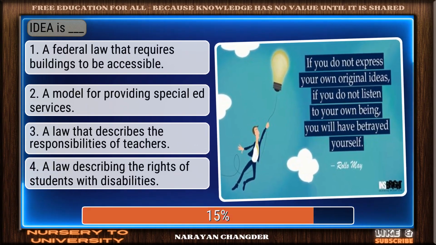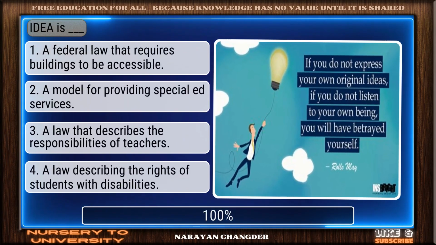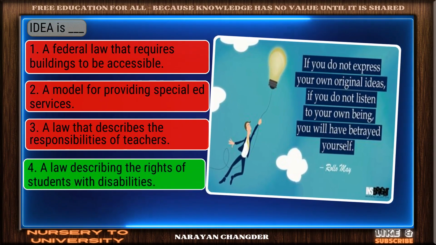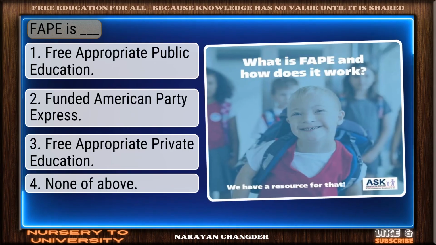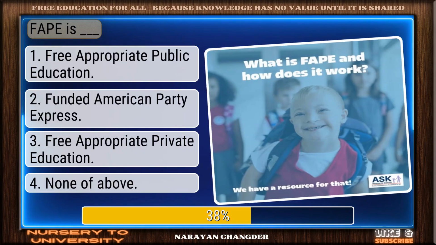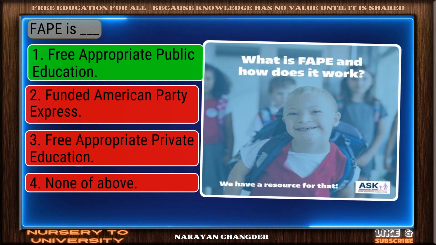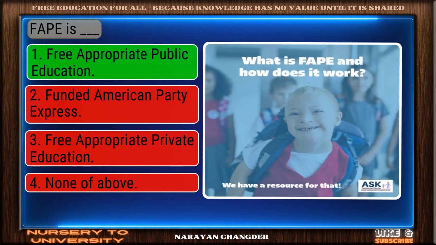IDEA is dash. Well done. A law describing the rights of students with disabilities is the right choice. FAPE is dash. You chose free appropriate public education, and it is correct.